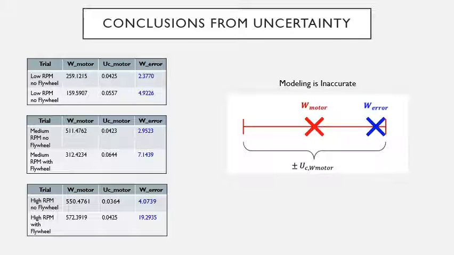Given that our error exceeds the uncertainty bounds as seen in the tables in blue, this means that for all the trials, with and without the flywheel and with differing RPM speeds, we can conclude that our model is inaccurate. This is mostly because the work due to error represents everything we were not able to model, as well as error due to noise and measurement inaccuracy.